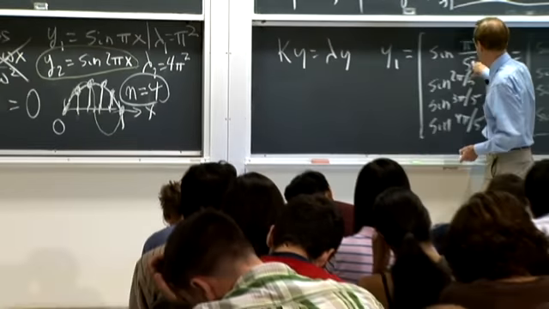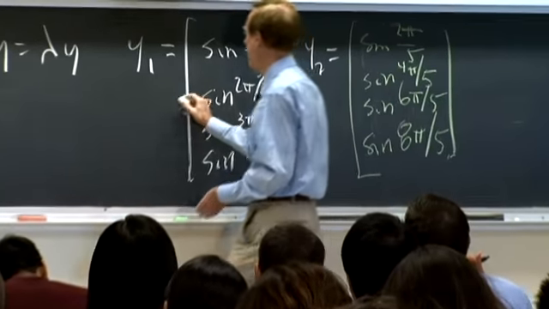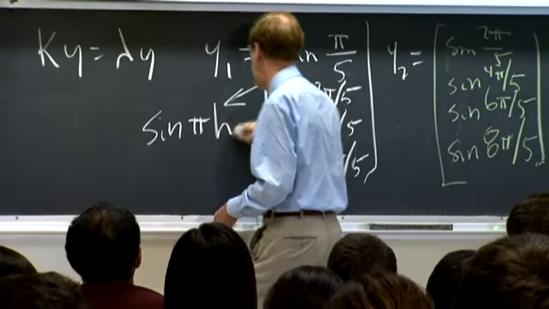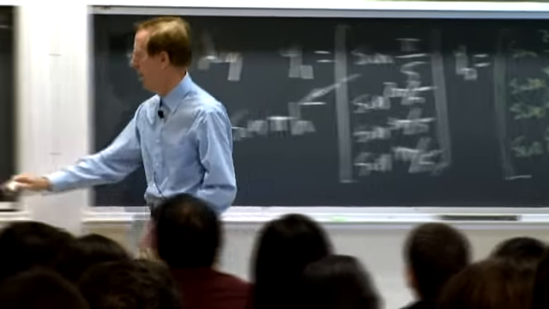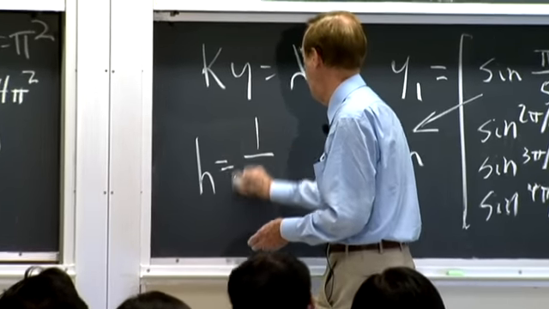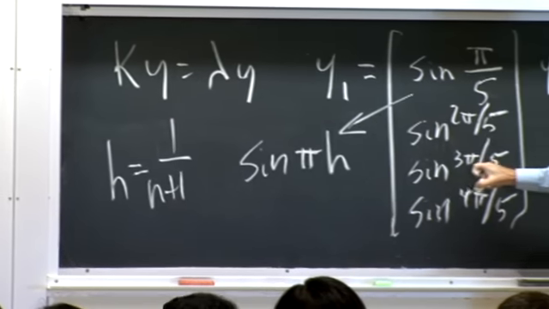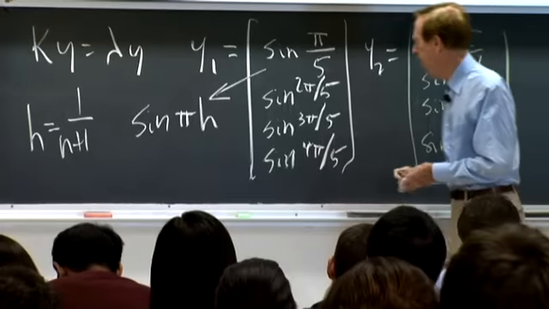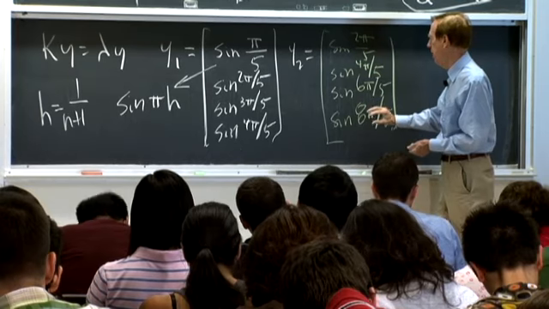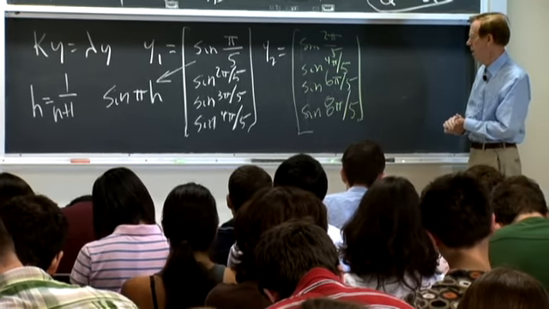And that means that I'm dividing by n plus 1, because this is really sine of pi h. You remember I used h as the step size? So h is 1 over n plus 1, which is 1/5. So it's sine pi h, sine 2 pi h, sine 3 pi h, sine 4 pi h. And here, sine 2 pi h, sine 4 pi h, sine 6 pi h, sine 8 pi h. Okay.